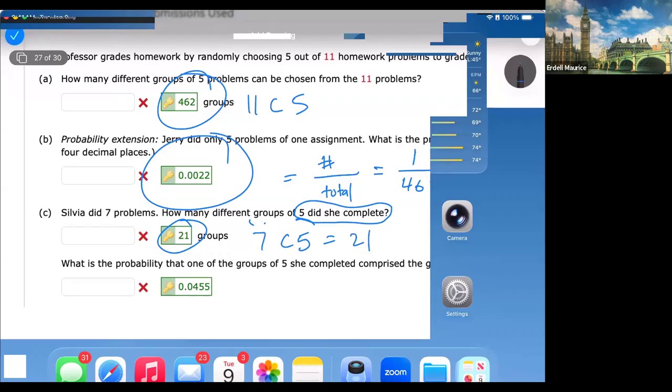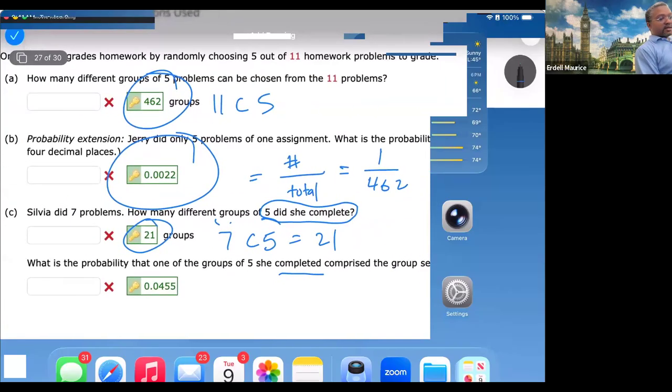So anytime it says group, that's a big hint. Yes, that's a combination, because you're making a group, you don't care what order you put the people into the group. If they say arrangements, that's a big hint. It's a permutation. All right. Anybody else? All right, then let's see if we can get the last one. What is the probability that at least one of the 5 problems she completed comprises the group selected by the professor to grade? How can we get this answer right here? 0.0455, rounded to 4 decimal places. Can you get this answer right here?